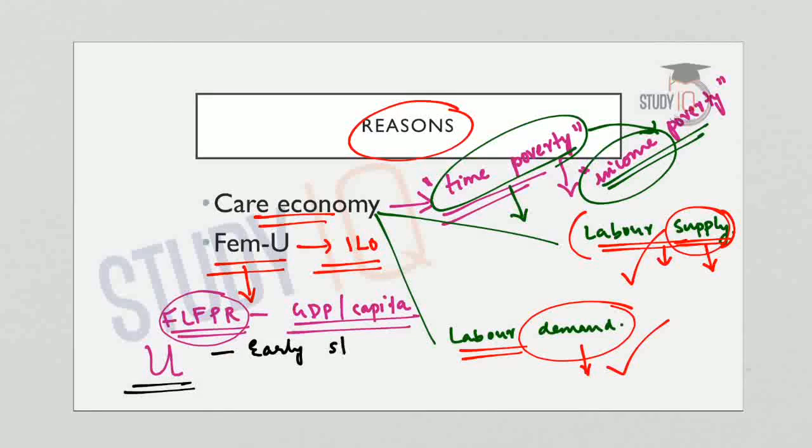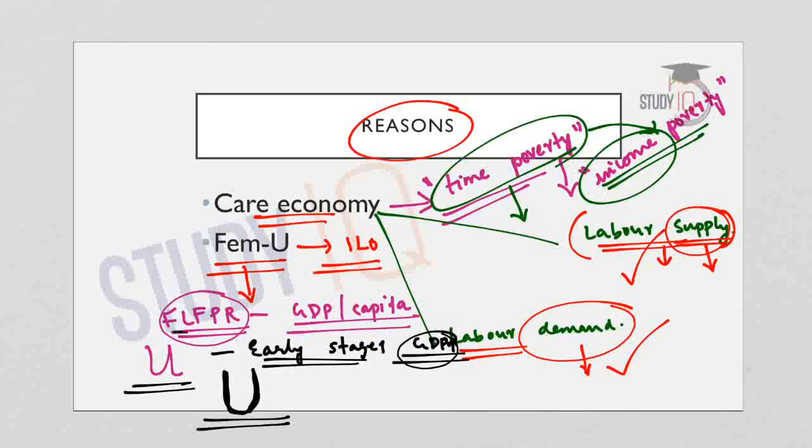Early stages of development means early stages of increase in GDP. Growth and development, especially growth, is measured in terms of GDP, or gross domestic product. So according to the Fem-U concept, in the initial stages of GDP increase or higher rates of economic growth in the economy, there will be a decline in female participation rates in employment, and this will increase in the later stages of development. So in the early stages it comes down, and in the later stages it goes up, and this is called the U-shaped relationship between female labor force participation rate and GDP per capita.